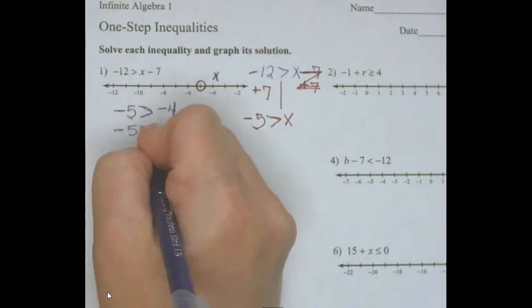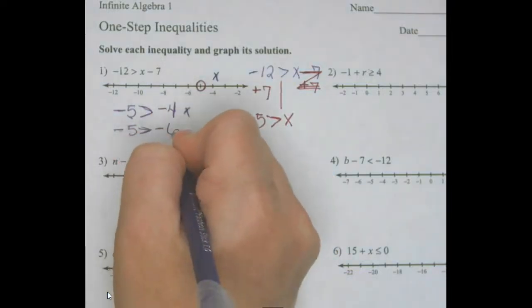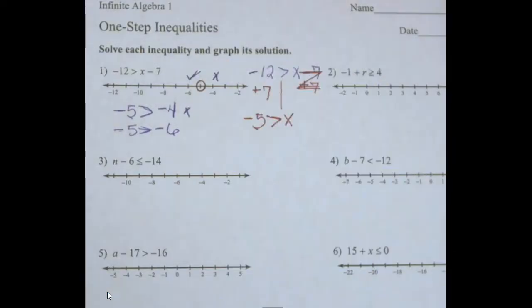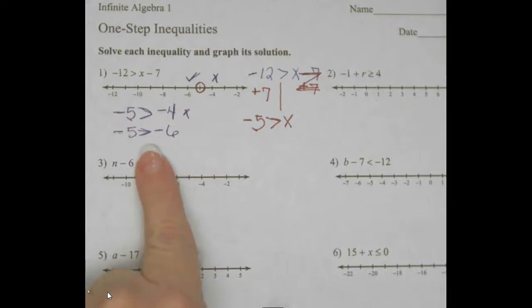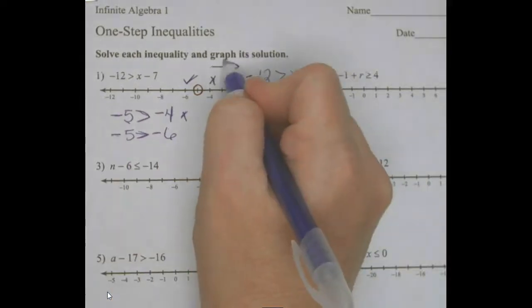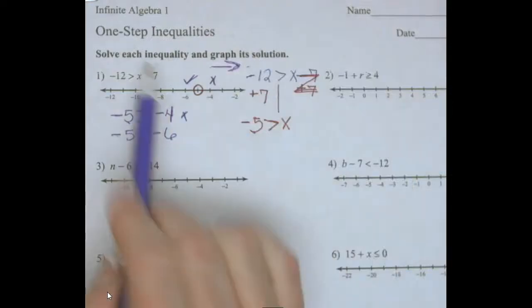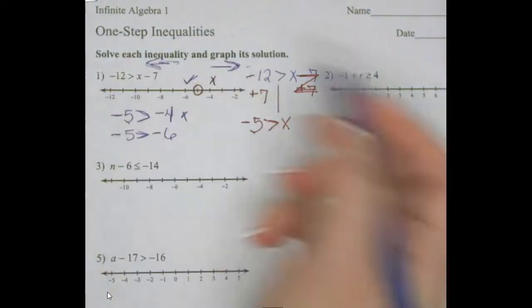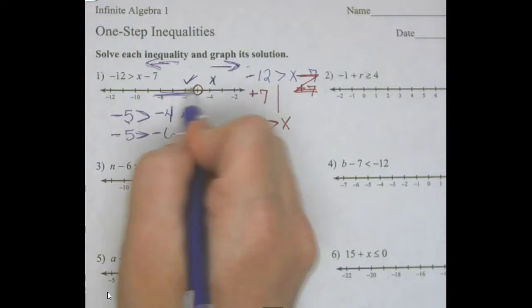Negative 5 is greater than negative 6. That is true. Negative 5 is bigger than negative 6. The more you go this way, the bigger they get. The more you go this way, the smaller they get. So it is going to be shading in this way.